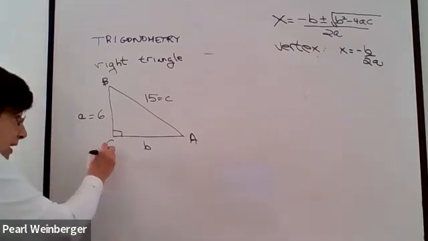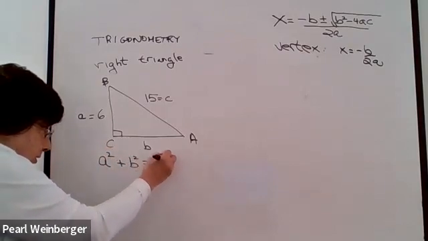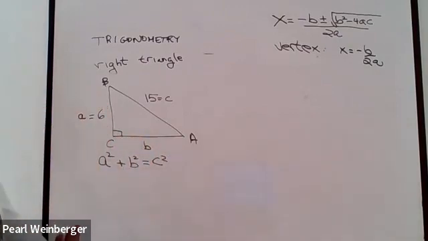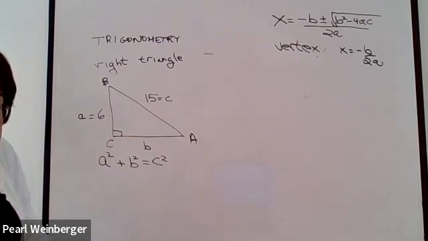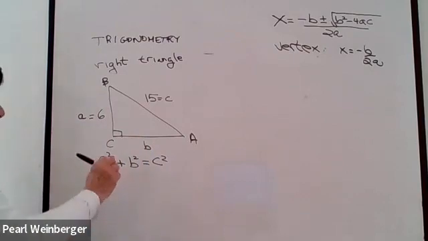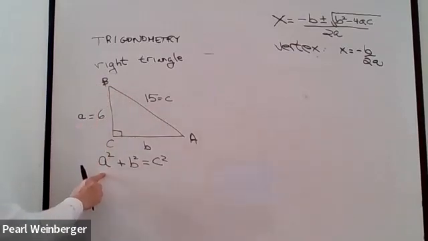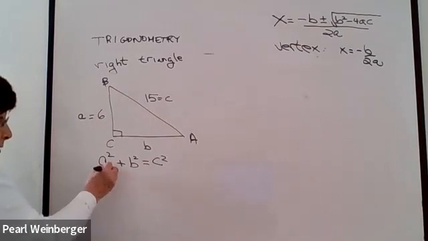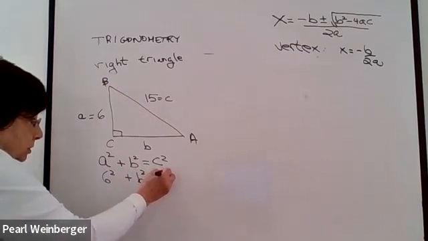ABC, basically. It's a squared plus b squared equals c squared. It's not a plus b equals c. That would be simpler, but it's a squared plus b squared equals c squared. It's called the Pythagorean theorem after a Greek mathematician called Pythagoras. He was the one who discovered this, so his name is always associated with it. So we stick in the numbers. 6 squared. The b we don't know, so we're leaving it b squared equals 15 squared.